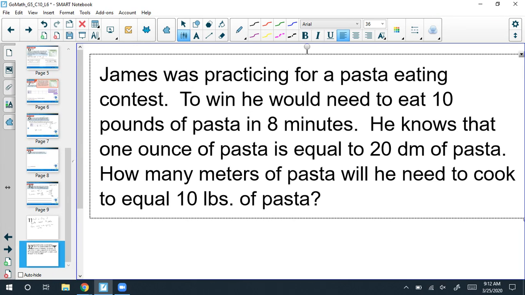So this one says that James was practicing for a pasta eating contest. To win, he would need to eat 10 pounds of pasta in 8 minutes. He knows that 1 ounce of pasta is equal to 20 decimeters of pasta. How many meters of pasta will he need to cook to equal 10 pounds of pasta?